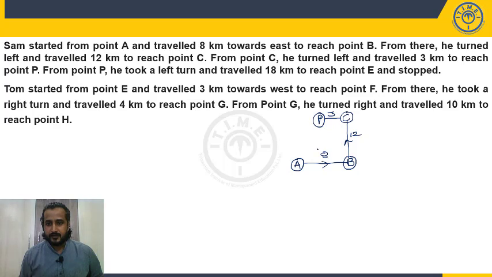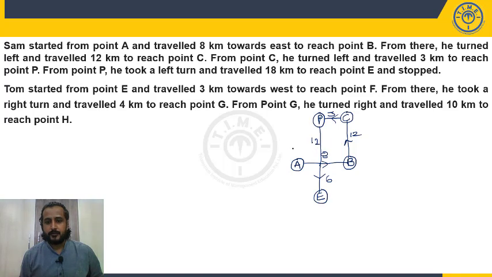If we cover till this point, it will be how many kilometers? 12. So 6 more kilometers he will travel, because he is moving towards west, left side will be towards south. Right. So this will be my arrangement. 6 here and 12 here to reach point E and stopped.